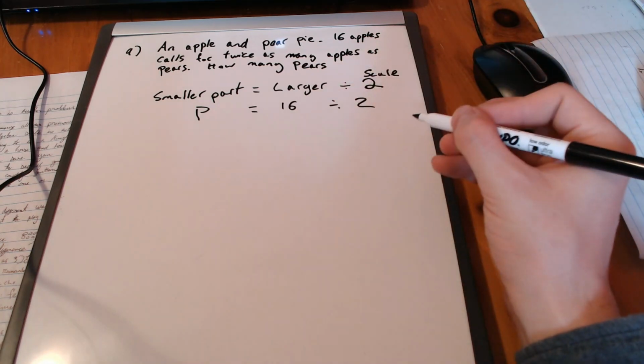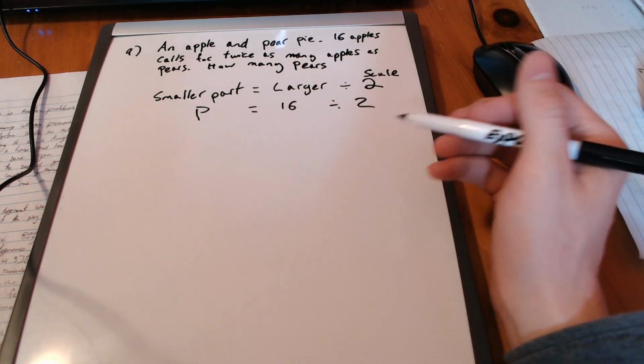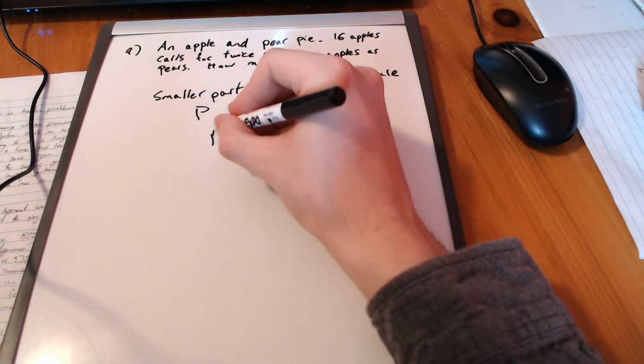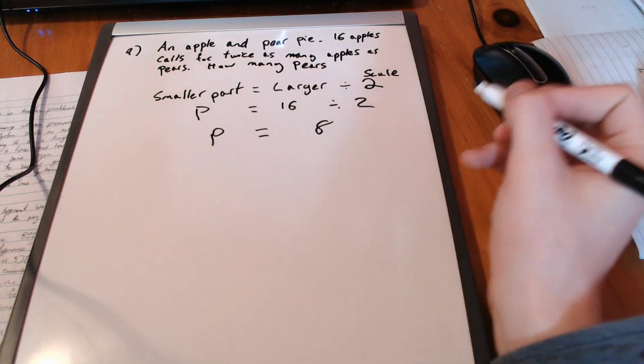16 divided by 2. Let's think. We're going to get a nice 8. And that is pears equal 8. So there we got it.